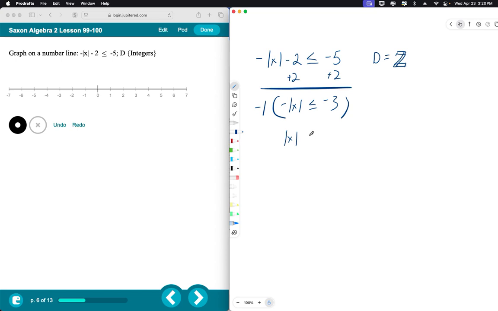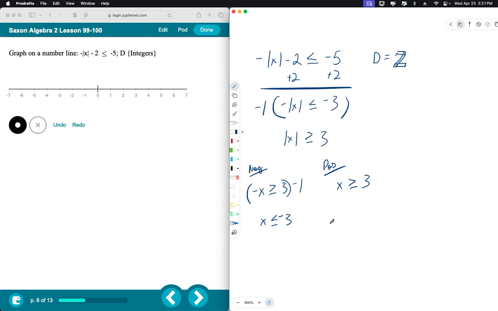Absolute value of x greater than or equal to positive 3. Negative value of what's in the absolute value brackets is negative x greater than or equal to 3. Get rid of negative x. That's going to be x less than or equal to negative 3. The positive value in the absolute value brackets will be x greater than or equal to 3. Oh, this should be negative 3, sorry.